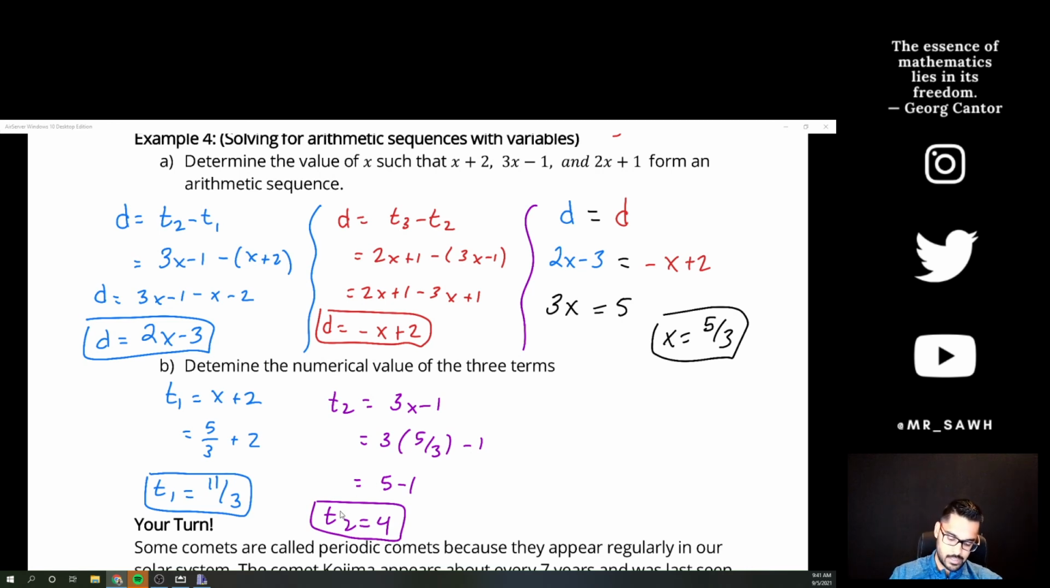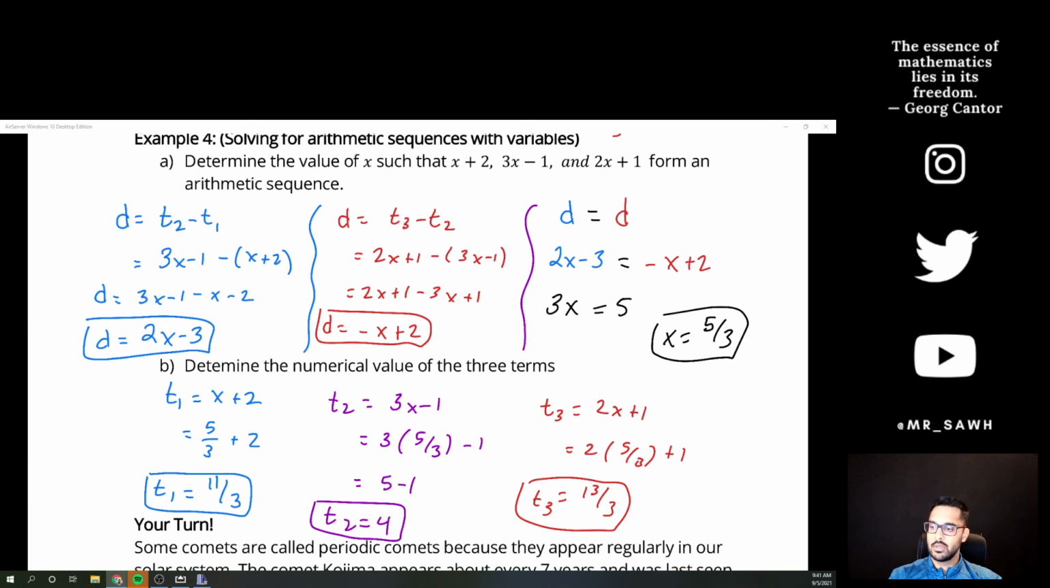And then our last term, T3, is 2x plus 1. So 2 times 5 over 3 plus 1. That one works out to be 13 over 3. There's your third term. Okay, so there we go. Not necessarily that the common difference is 5 over 3. That was just what x happened to be. We weren't even asked to find the common difference. If you wanted to, you could take your 5 over 3, that was x, plug it into either of those red or blues to find out what your common difference was. You could do it that way as well.